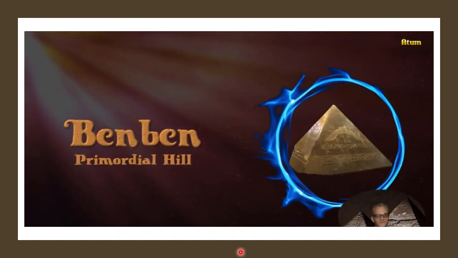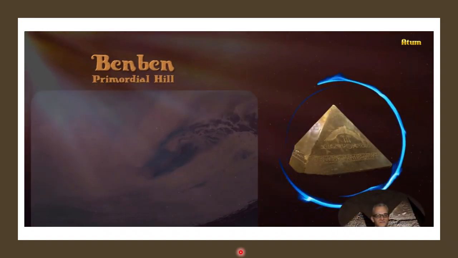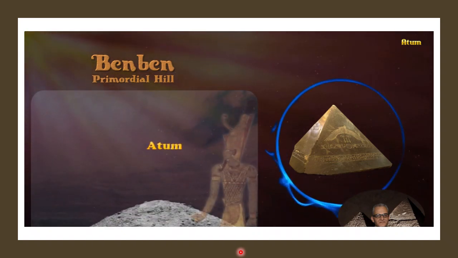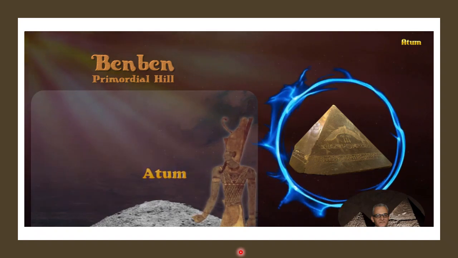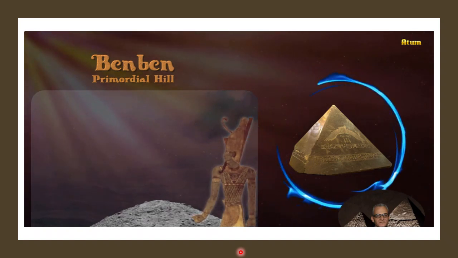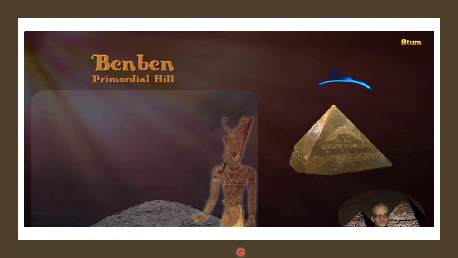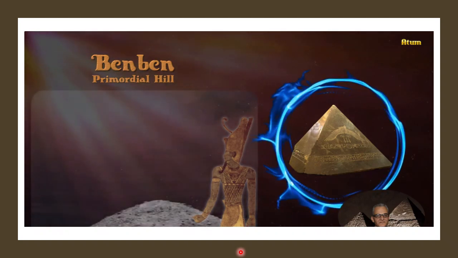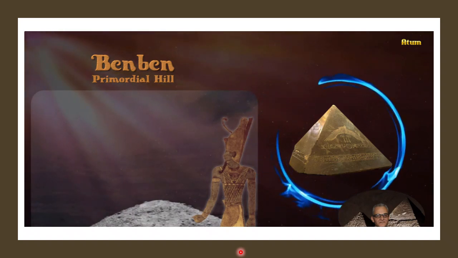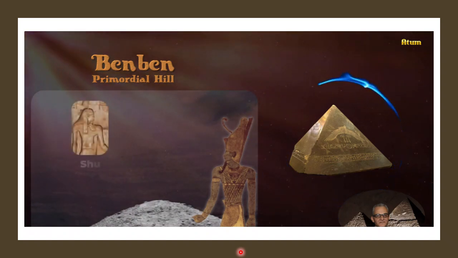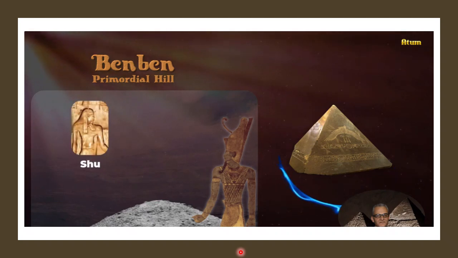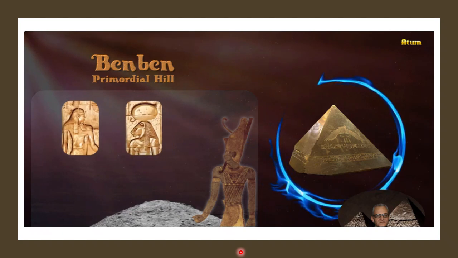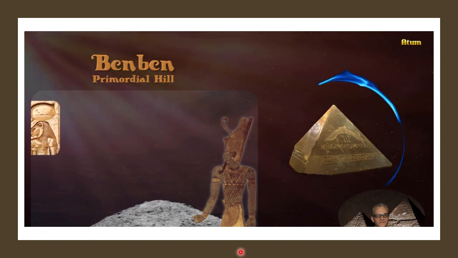Benben, primordial hill. The Benben stone was a primeval hill on which the creator god Atum first landed. The god looked round and realized that there was nothing around him but darkness and chaos. Desiring companionship, Atum began the work of creation. Atum created Shu, the god of air, and Tefnut, the goddess of moisture. Shu and Tefnut left Atum on the Benben stone.